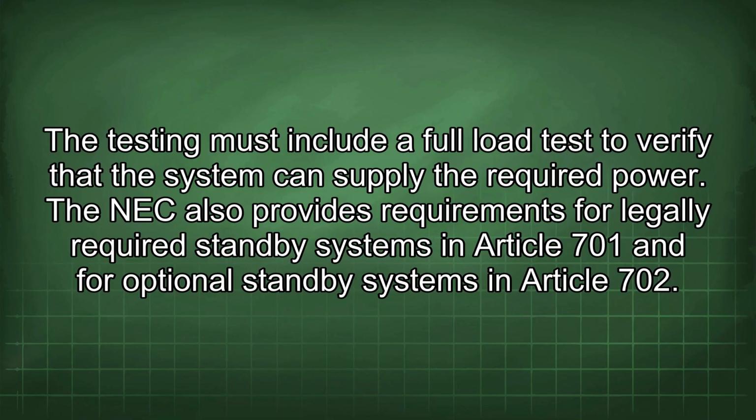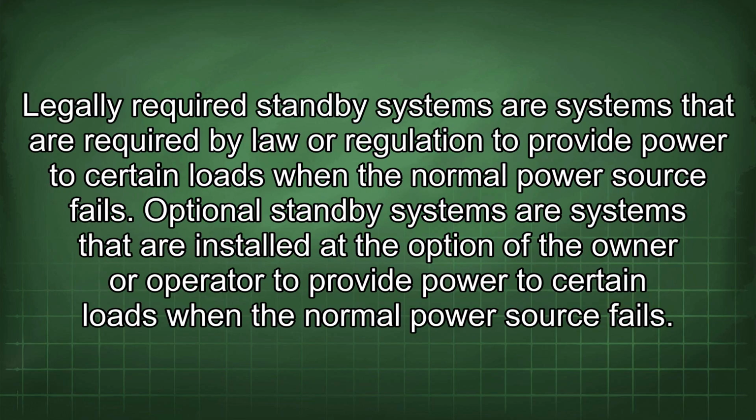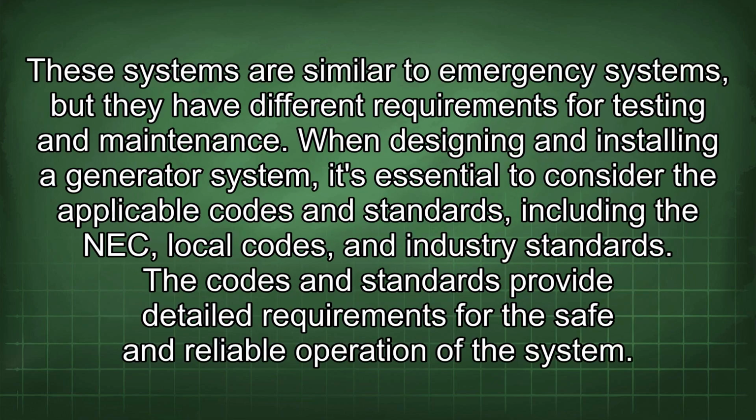The NEC also provides requirements for legally required standby systems in Article 701 and for optional standby systems in Article 702. Legally required standby systems are systems that are required by law or regulation to provide power to certain loads when the normal power source fails. Optional standby systems are systems that are installed at the option of the owner or operator to provide power to certain loads when the normal power source fails. These systems are similar to emergency systems, but they have different requirements for testing and maintenance.